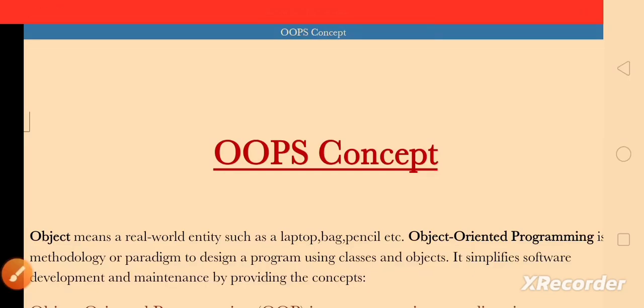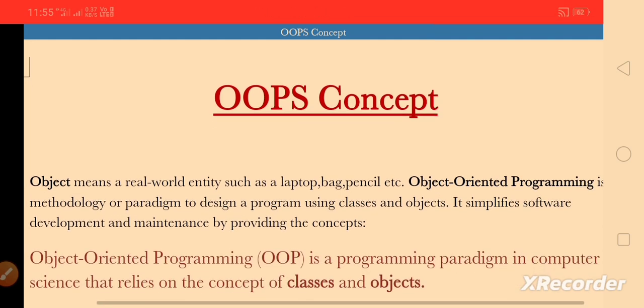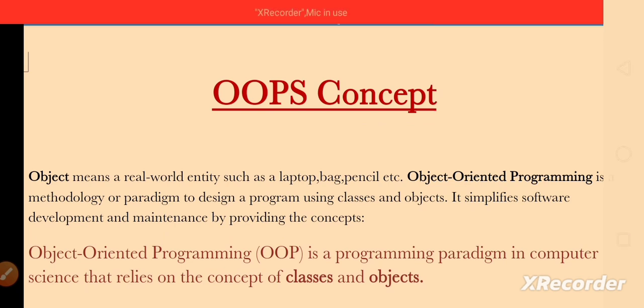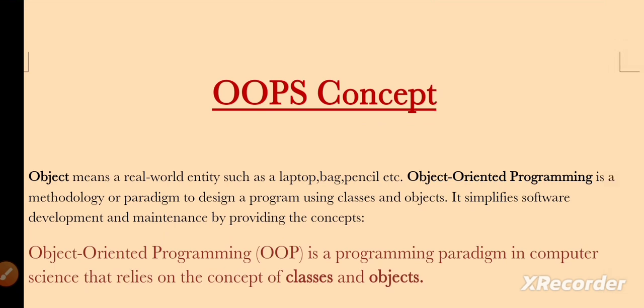Hello, let's know about the OOPS concept, that is the most important concept. First of all, an object means a real world entity such as laptop, bag, pencil, etc. These are the real world entities that we use. Same as object oriented programming is a methodology or paradigm to design a program using classes and objects. It simplifies software development and maintenance by providing the concept.